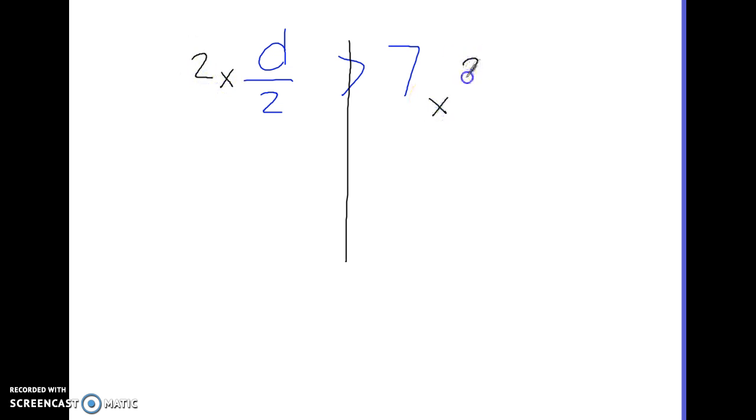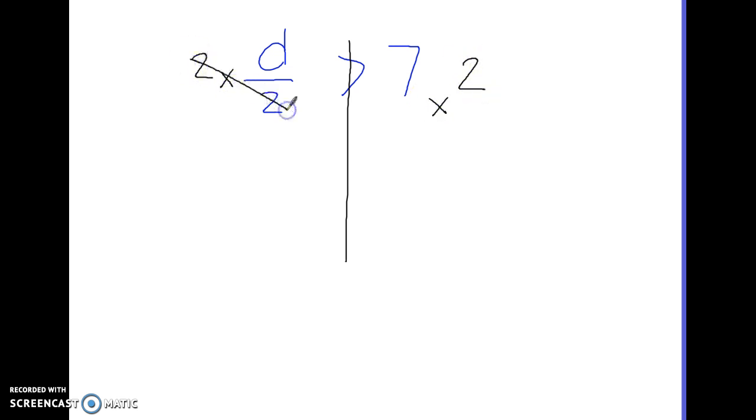If we move on to example 2, we have d divided by 2 is greater than 7. Again, the first thing I'm going to do is draw my line down the middle. I see that the operation that is with d is division, so the opposite is multiplication. So I'm going to multiply by 2 on both sides.